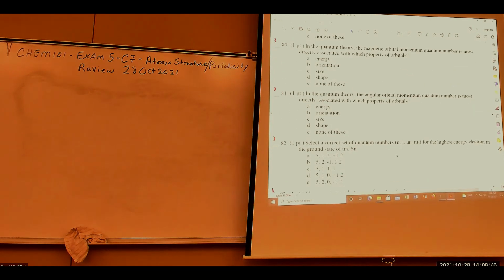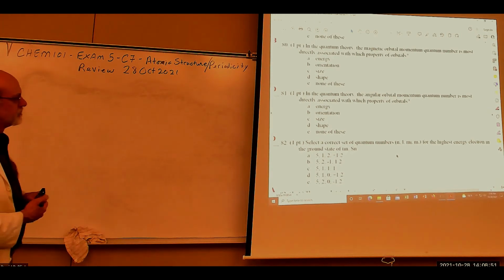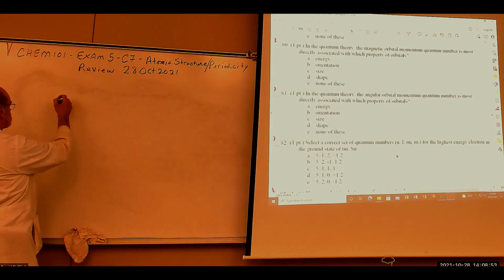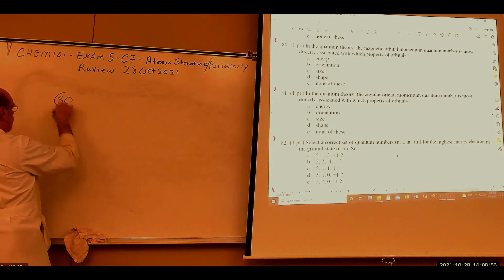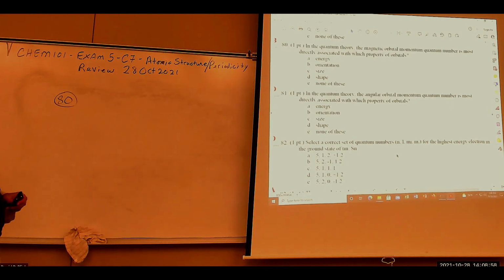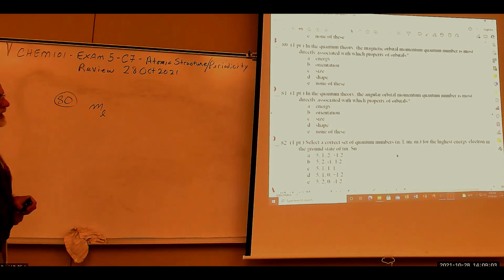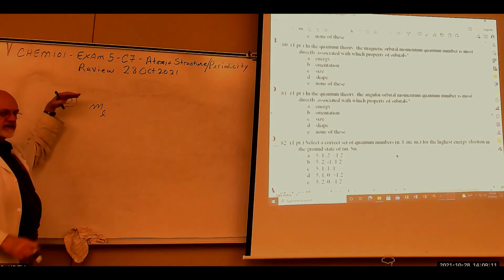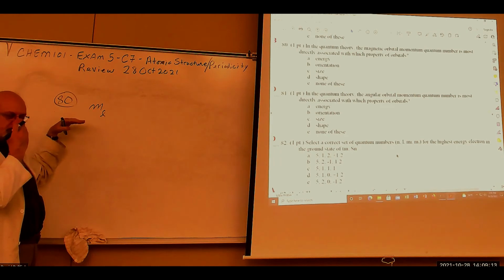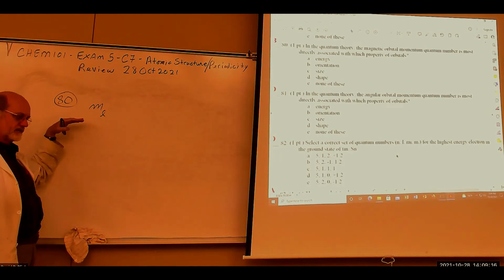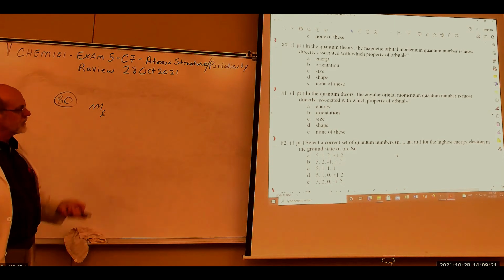All right, is 80 on the agenda? Yep, 80 and 81. In the quantum theory, the magnetic orbital momentum quantum number, which is m sub L, is most directly associated with which property of orbitals? Right, remember, energy is N, L is shape and size. M sub L is orientation. So B is the answer.